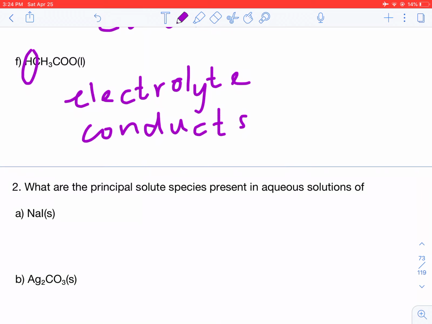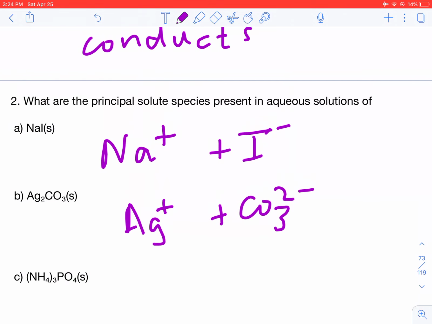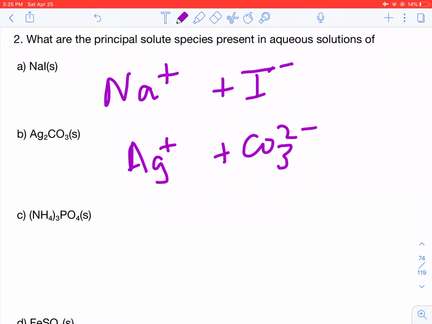So what are the principal solid species present in the aqueous solutions of NaI? So there the principal would be Na plus and I negative, right? In this one here, it would be Ag plus and CO3 2 negative, right? I haven't balanced them, okay? I'm just giving you an indication of what we have, but so we have the principal species here.